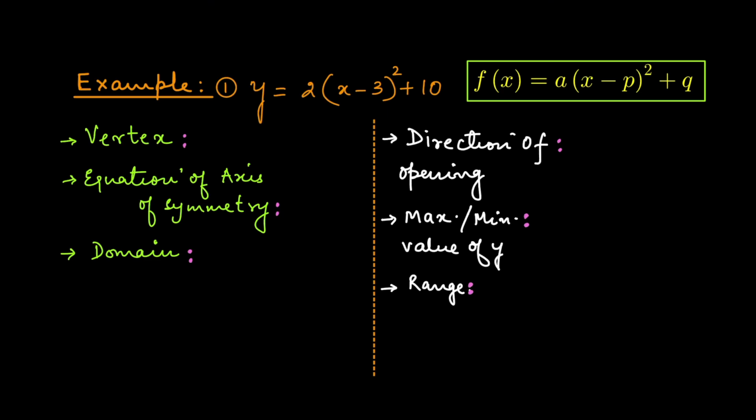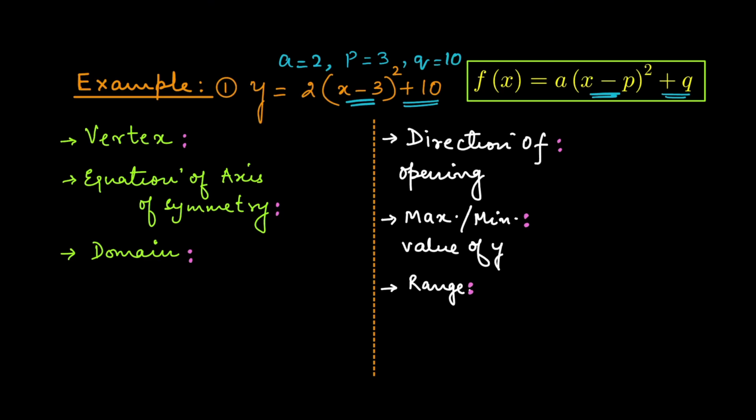So A will be 2. P, if you compare both of these, we see here x and x, minus and minus, so the P value will be 3. And the Q value: after the squared bracket we have plus 10 and here we have plus Q. So we write Q as positive 10.